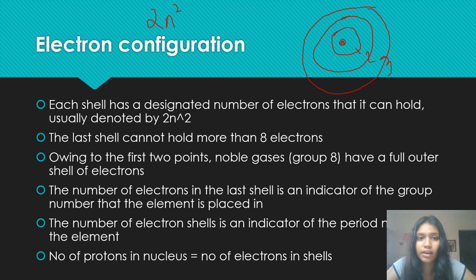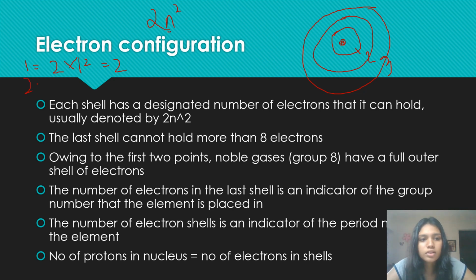Okay, now what is n? N is basically the shell number. So we're looking at shell number 1. The number of electrons it can hold is 2n square. So for 1, it's equal to 2 into 1 square, which is equal to 2 into 1, which is equal to 2. So the first shell can hold a maximum of 2 electrons.